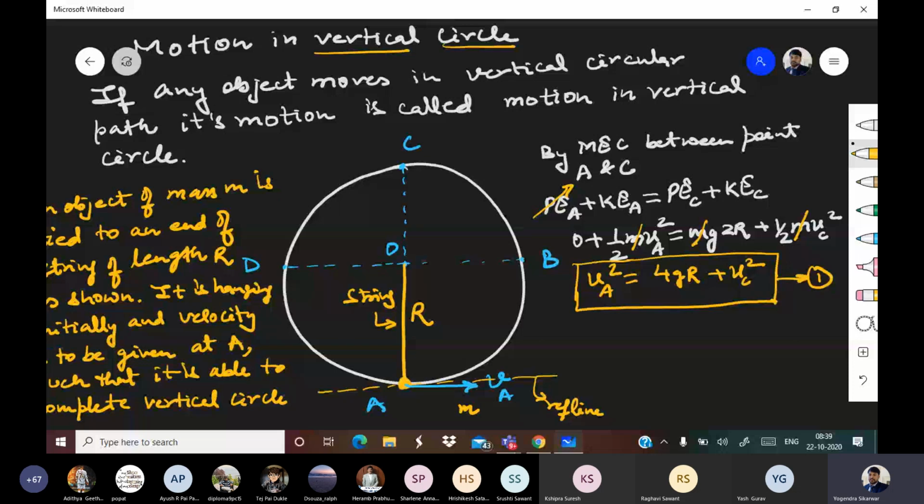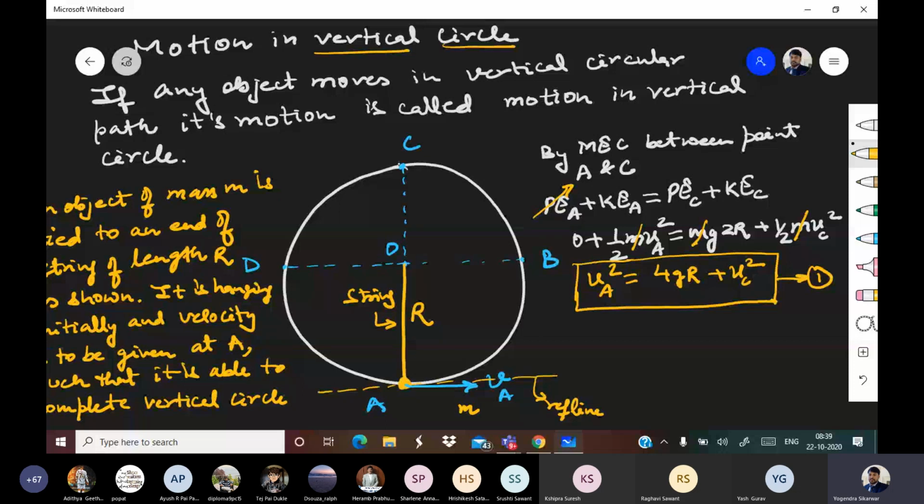Any doubt so far, anyone? vA square is equal to 4gR plus vC square. This equation we received using MEC. Alright. Now you can see there are two variables. One variable is vA, another variable is vC. So if there are two variables and one equation, we cannot solve it. We need one more equation, and for that we need to apply Newton's second law at point C.